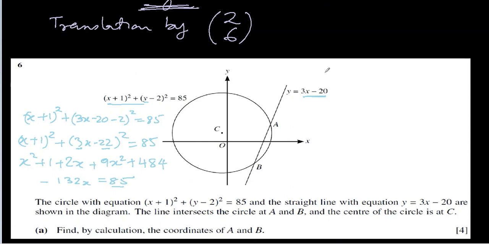So it will be x² plus 9x², which will be 10x². Then we have 2x and minus 132x, that is minus 130x. And then we have 1 plus 484, that is 485, minus 85 will be 400, equal to 0. Since all of them are divisible by 10, let's divide all of them by 10 so it becomes easier for us.